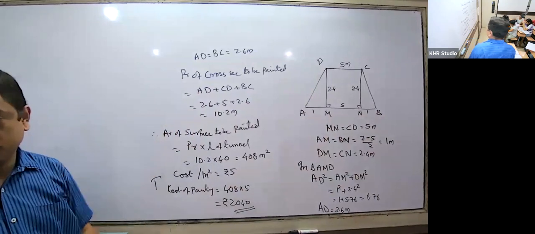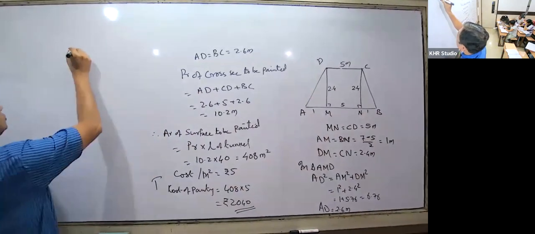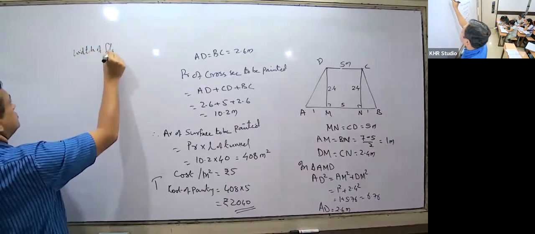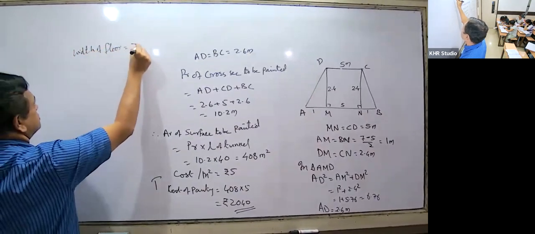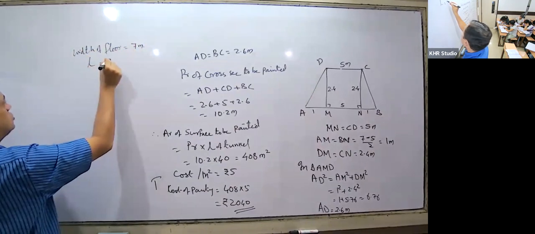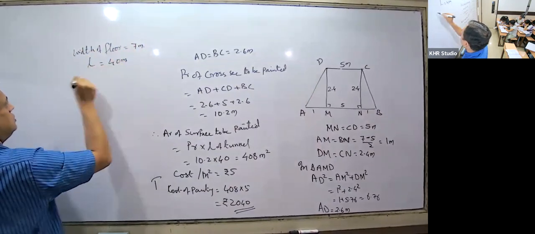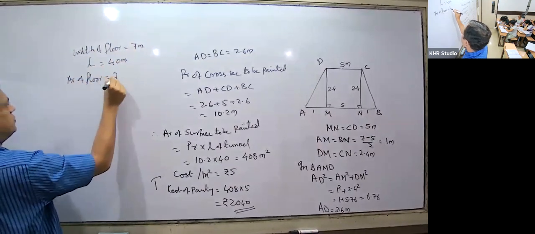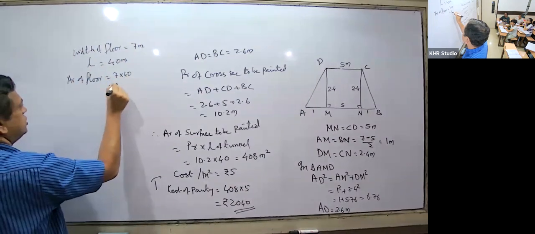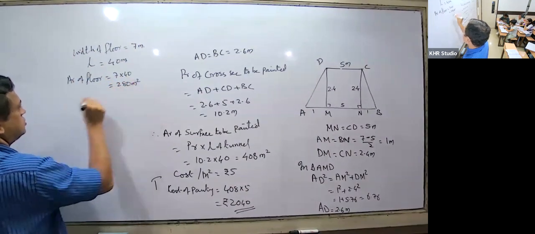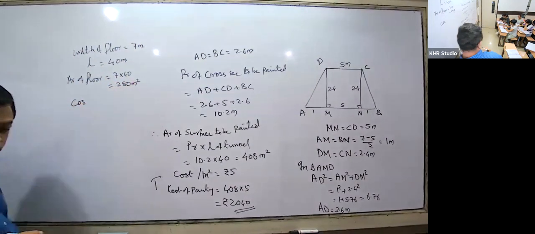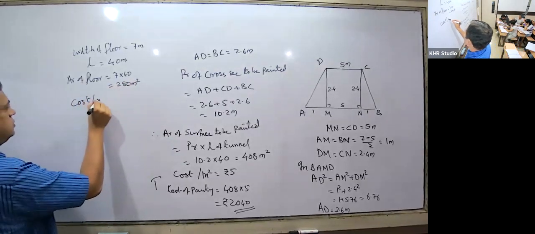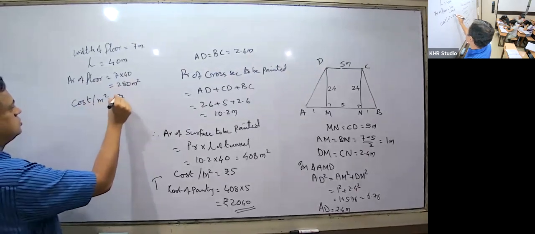So right, breadth of floor or width of floor is equal to 7 meter. Length is equal to 40 meter. Area of floor is equal to 7 into 40, 280 meters square. Cost per meter square is just given now, 18 rupees.